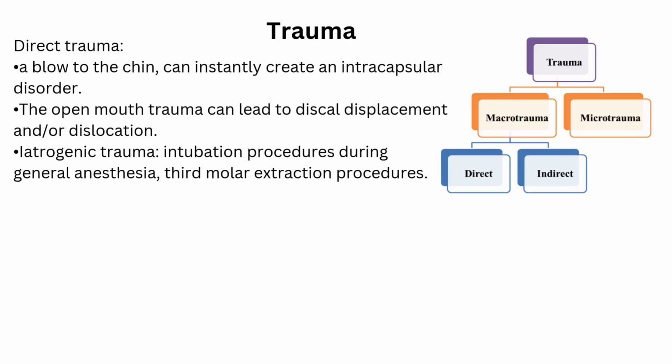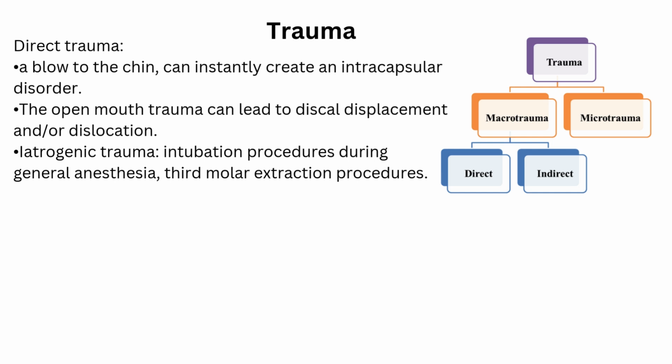Now let's learn about the other factors of the TMD. Okay, so we'll talk about trauma now. So trauma basically could be an initiating factor also. Okay, so this is a factor which can cause onset of the TMD. Trauma are micro trauma and macro trauma. Alright, now let's talk about macro trauma in detail.